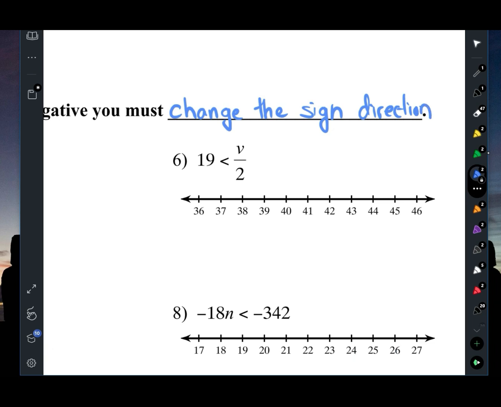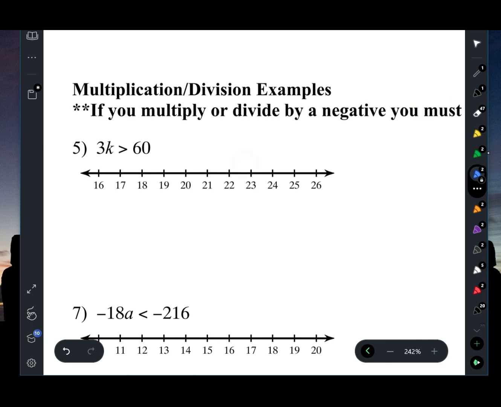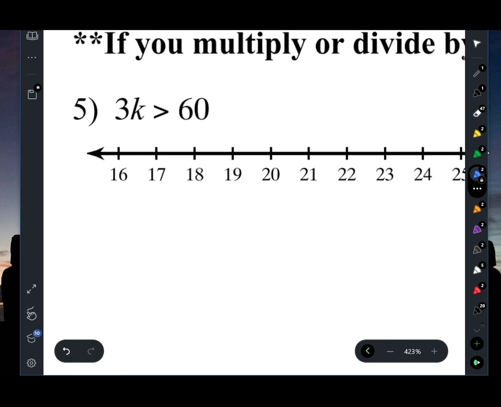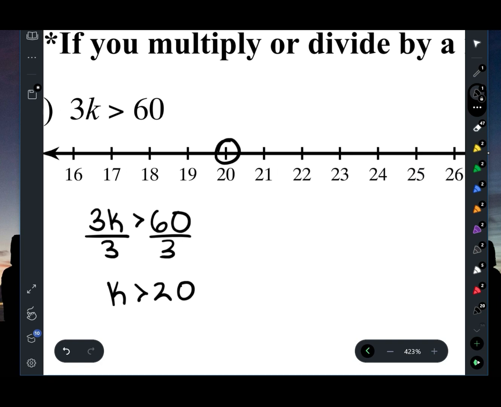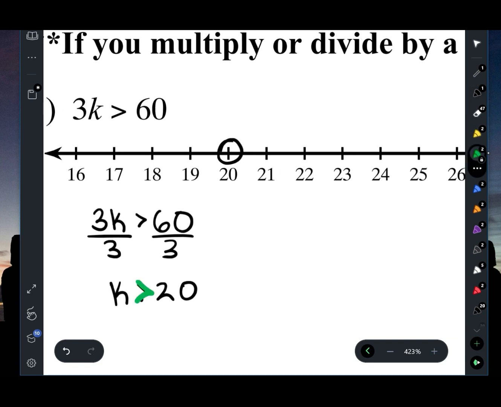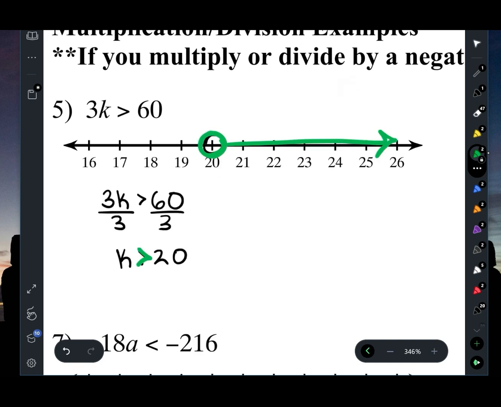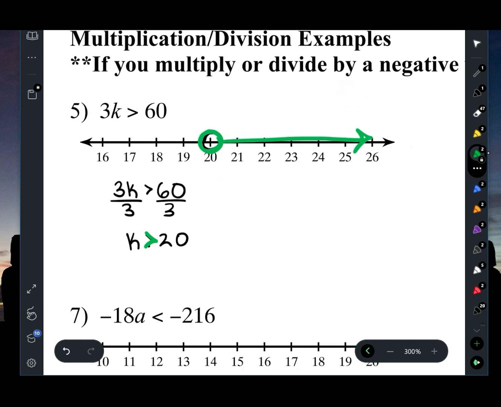So 3 times k is greater than 60. Hopefully you remember how to solve this. I'll just rewrite it here. Don't be afraid to show extra work. We're going to divide by 3. Divide by 3. k is going to be greater than 20. Now, plotting that 20, bigger than means numbers like 21, 22, 23, and so forth. Now we divided, but we did not divide by a negative, so you don't have to change the direction of the sign. Same thing's going to happen in 6.